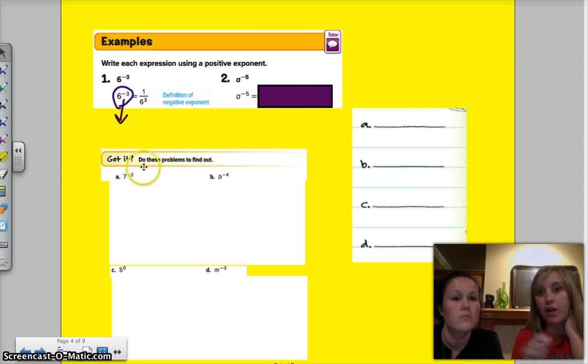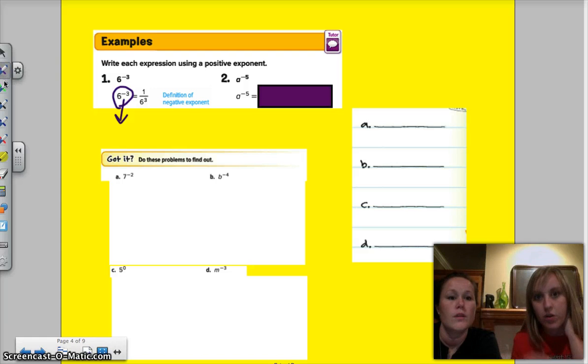Okay? Guys, get in the habit of circling, drawing an arrow, okay? Because it's not always going to be just one thing. We're going to throw some curveballs. Big ones, like huge.